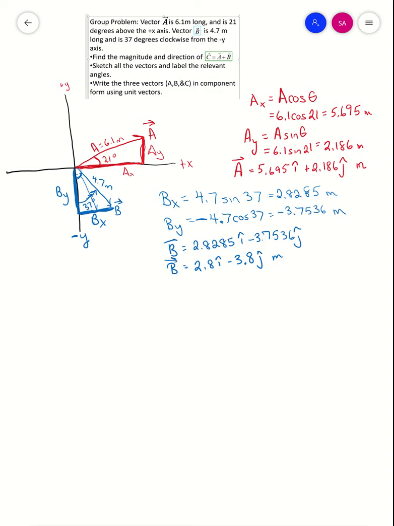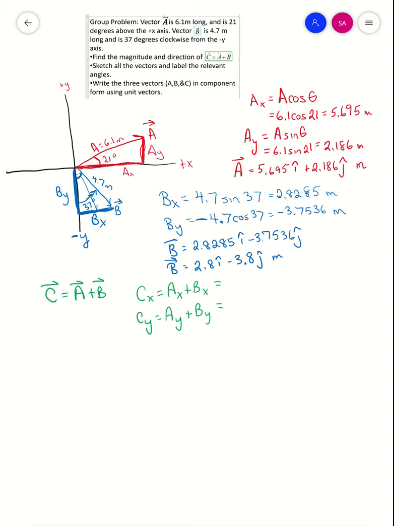All right, so to get vector C, I need to add up. Let's do C in green, just so we can keep track of everything. So let's say C is equal to A plus B. So we know we add the components. So Cx is equal to Ax plus Bx, and Cy is equal to Ay plus By. So now all I've got to do is go up and pull out my numbers.